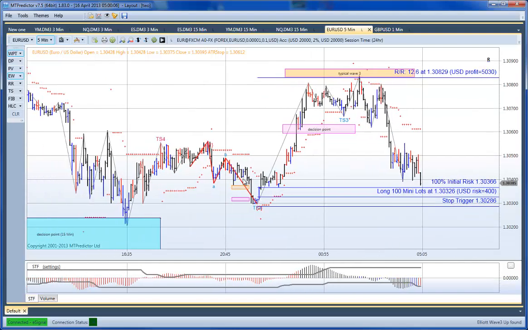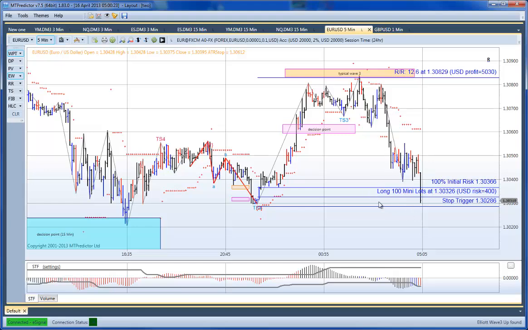you can see that the actual Euro did exactly what we anticipated. It rallied here, went straight through our original target, but went right up to our typical wave 3 WPT, where a profit of approximately 12R was available. As you can see, the market's declined quite significantly since then.